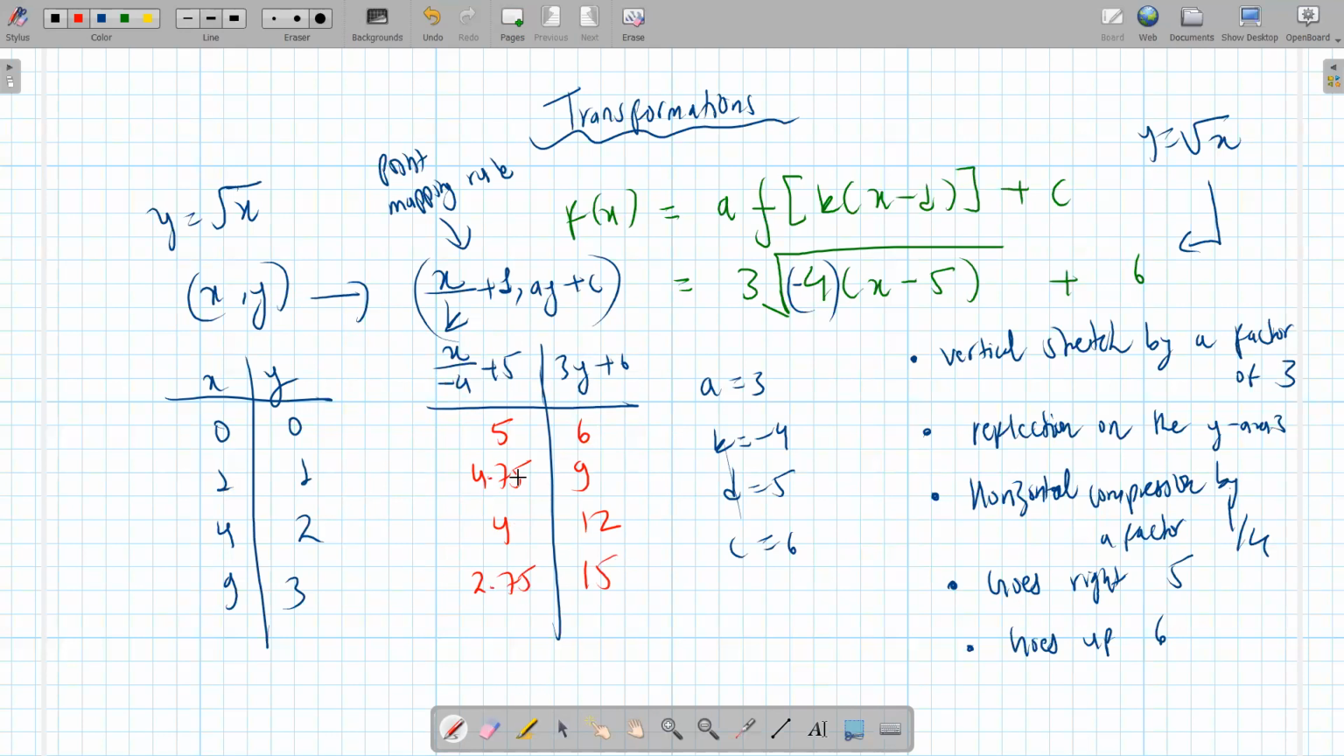And then you just sketch this on the grid, and then you'll have your final answer. So your original function looks like this. Now the transform function, the first point is 5, 6. The next one is 4.75, 9. So 4.75, 9 should be above 5, 6. Let's say that's 5, 6, 4.75, 9, 4, 12, 2.75, 15, and there we go. It's going to look something like this in green. Okay, that's pretty good for me.